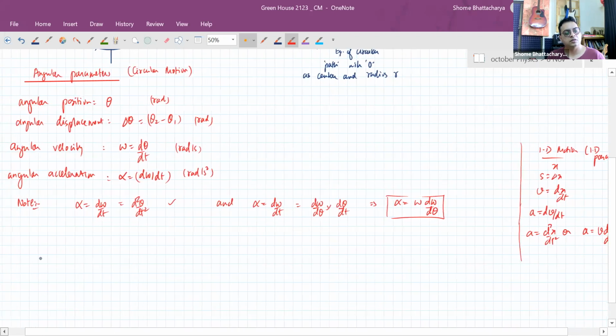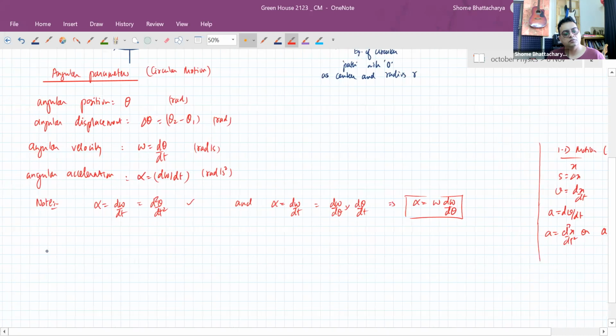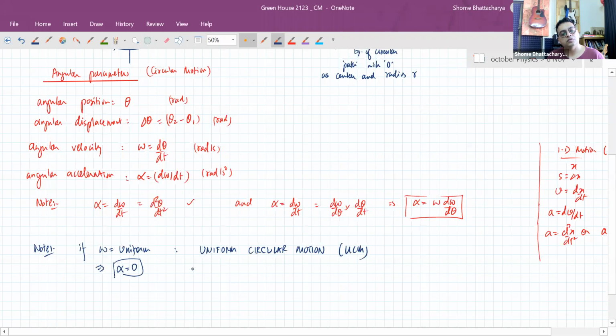So now naturally, if angular velocity is uniform, the motion is called a uniform circular motion. And angular velocity being uniform also means that angular acceleration is zero. So in uniform circular motion, angular acceleration is zero, and angular displacement becomes the uniform angular velocity into time.